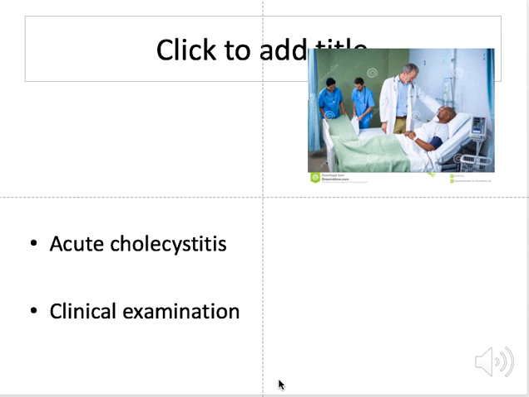So now we have confirmed your clinical diagnosis of acute cholecystitis. You have to confirm it, and take a second and think, what is your diagnostic investigation to confirm your clinical diagnosis?